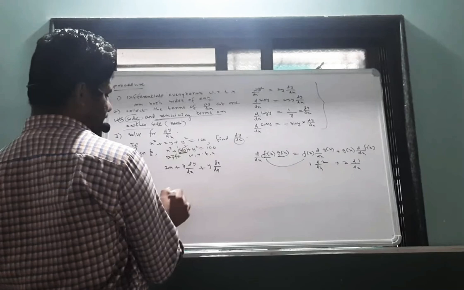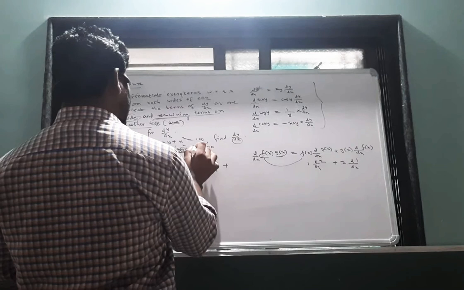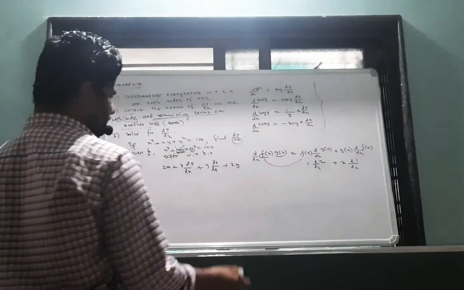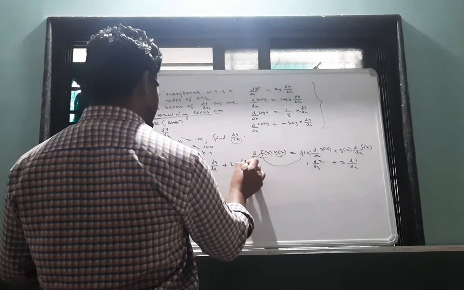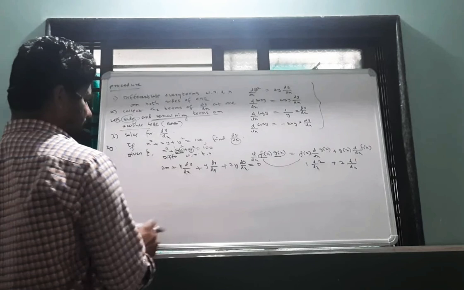Now comes plus the derivative of y square. With respect to x, first do the derivative of y square, that is 2y, then we have to multiply by the derivative of y with respect to x, dy by dx, equal to the derivative of 100, which is 0. I differentiate all the terms with respect to x.